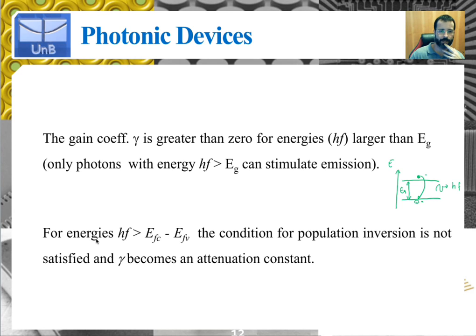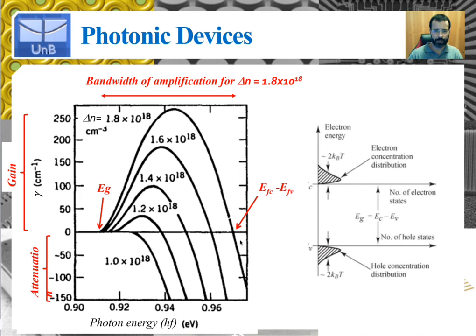But also, for energies hf greater than EFC minus EFV, the condition for population inversion is not satisfied anymore, and the gain coefficient becomes an attenuation constant. So all of this is a preamble to the discussion which we'll do regarding this figure right here, right? This presents gamma, the gain coefficient, as a function of photon energy in electron volts, so h times f, and we see that curves are plotted for different excess carrier concentrations. So for example, for delta n equal to 1 times 10 to the 18th per centimeter cubed, you have this curve right here, and then as you raise the carrier concentration, for example, to 1.4 times 10 to the 18th, you have this middle curve here, and for 1.8 you have this upper curve right here.